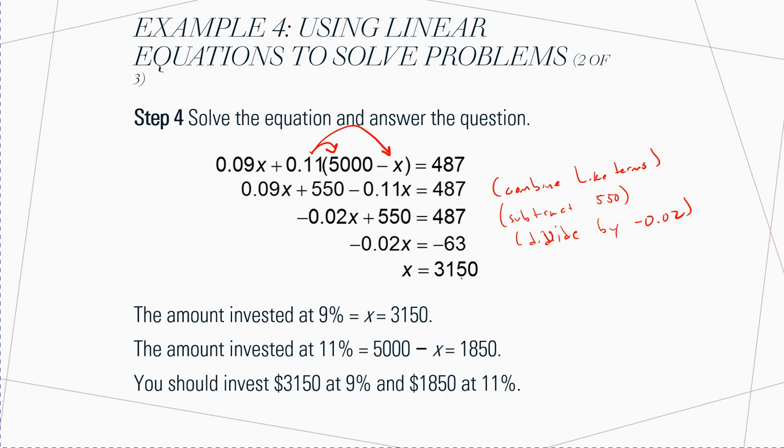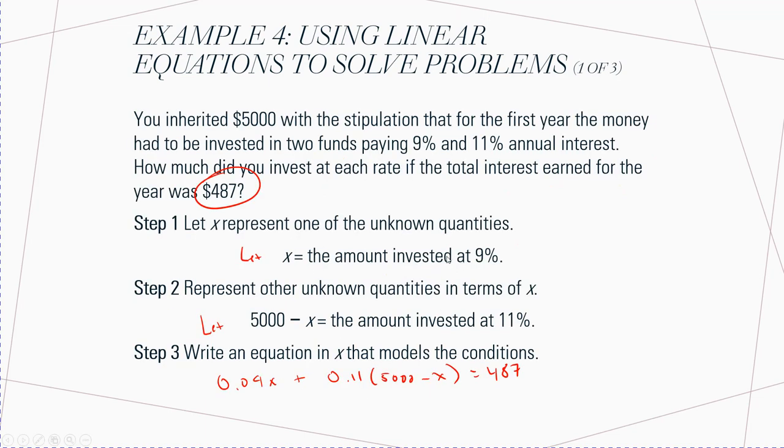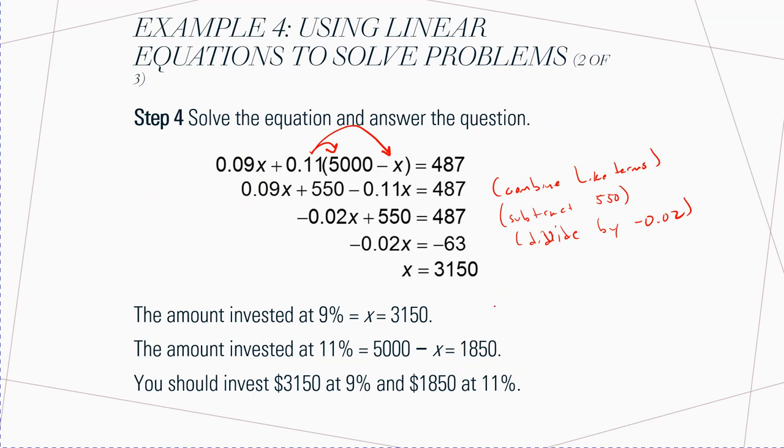Well, that's x. And so what was x? If you look back, that was the amount invested at 9%. So then how much did you invest at 11%? You take 5,000 minus this, you get 1,850. Right? So what you're seeing here is you invested 3,150 at 9% and 1,850 at 11%.